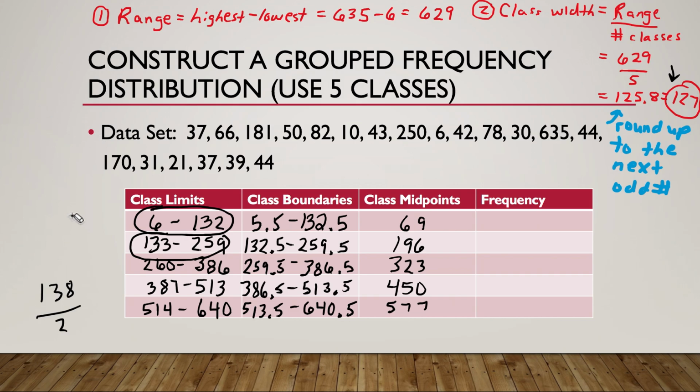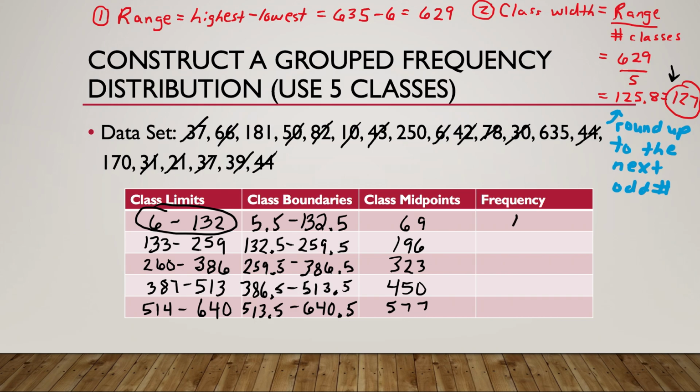All right, the last thing that we need to do is the frequency column. The frequency means that we're going to count the number of values that occur in each class. So for the first class, from 6 to 132, I'm going to count the number of values that are between 6 and 132. I would recommend that you cross them off as you count them. So I would have 1, 2, 3, 4, 5, 6, 7, 8, 9, 10, 11, 12, 13, 14, 15, 16. And I'm just doing a quick double check. All right, so there are 16 numbers in my list that are between 6 and 132.